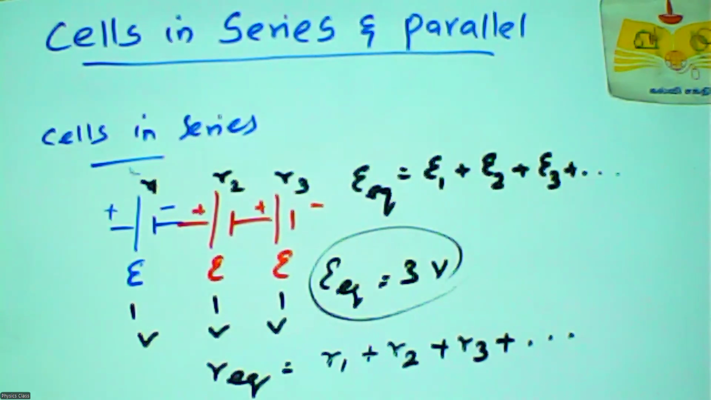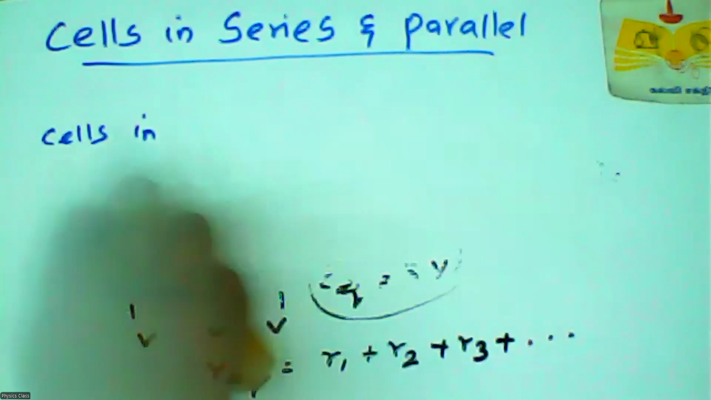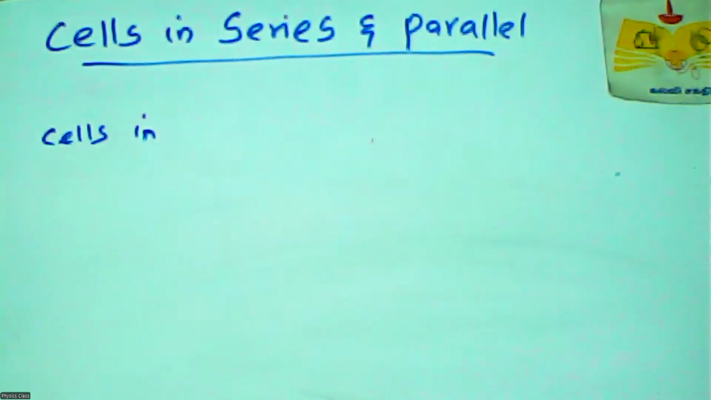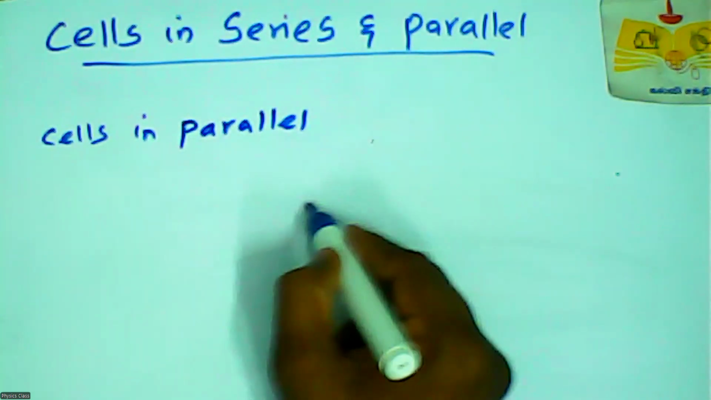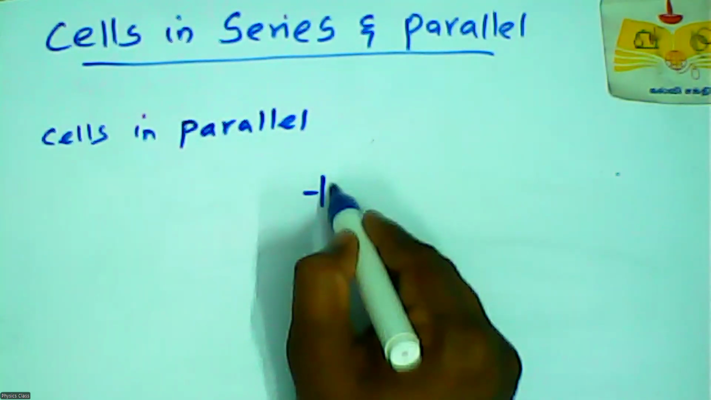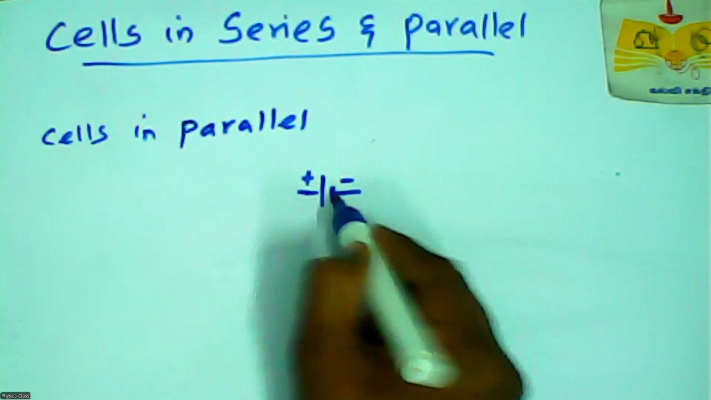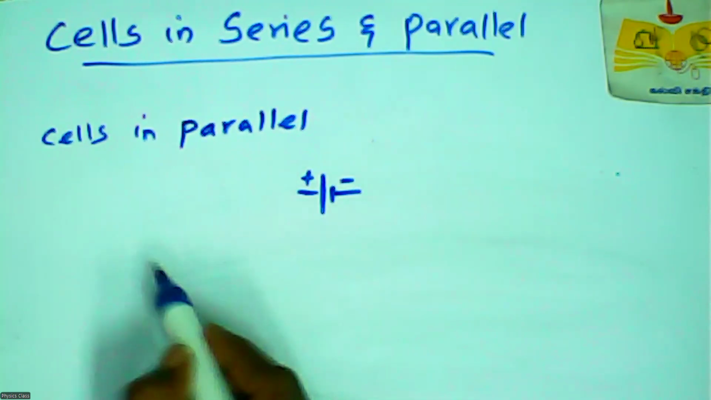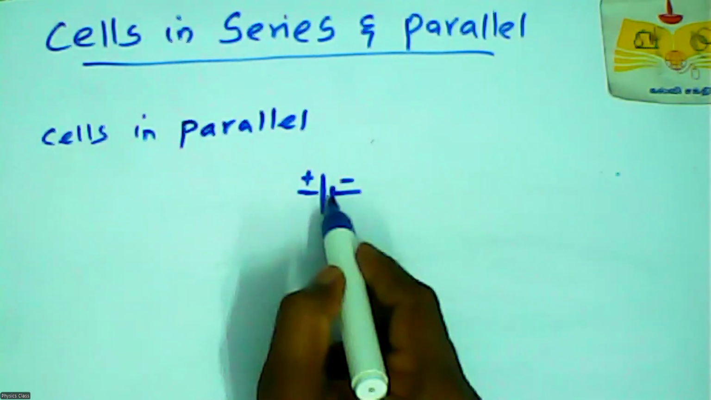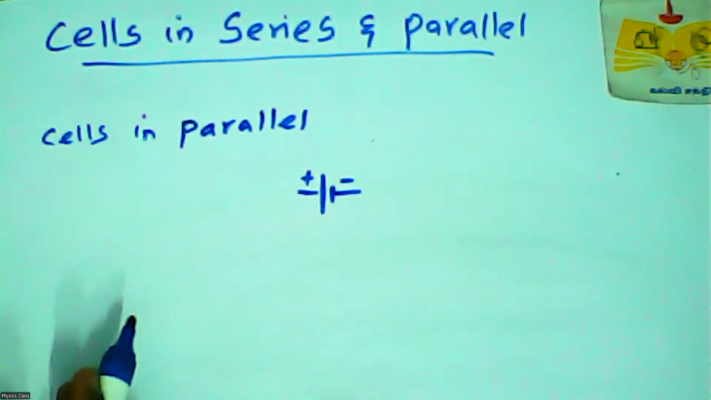Now, cells in parallel. Already you know that this is the circuit symbol for a cell. This is the positive terminal, and this is the negative terminal. The longer line denotes the positive terminal, and the shorter line denotes the negative terminal.